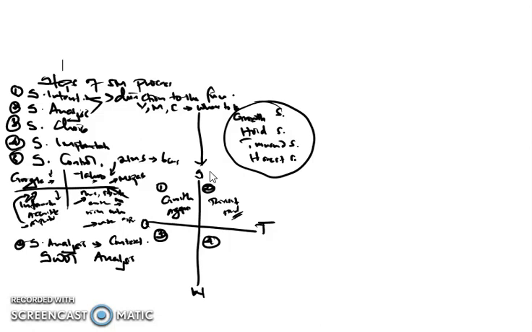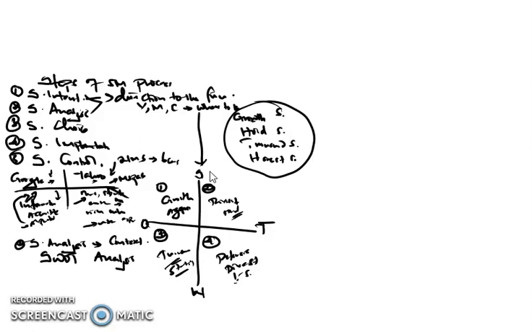Now, if you are weak and you have threats, this is what you call a defensive strategy or a divestment strategy. Divest or invest selectively. Now, if you fall under 4, you have opportunities and you have weaknesses. This is basically what you call a turnaround strategy as the main option over here. So it's very, very important to remember this.